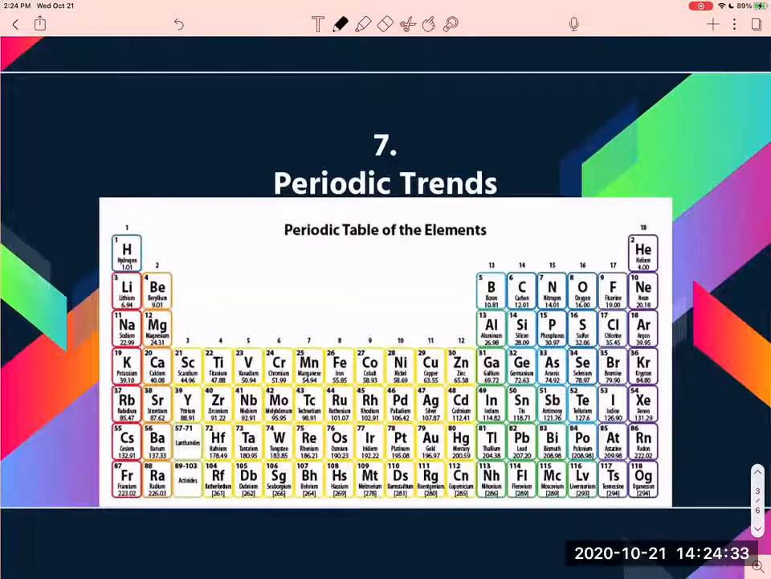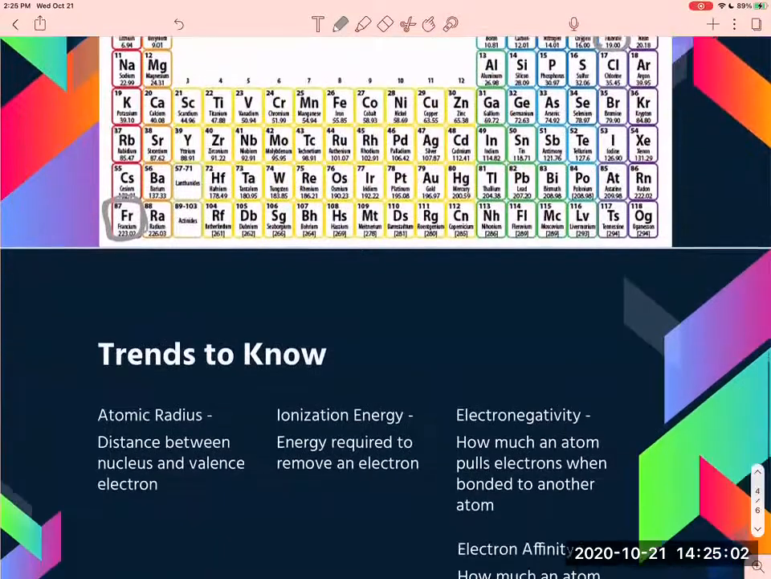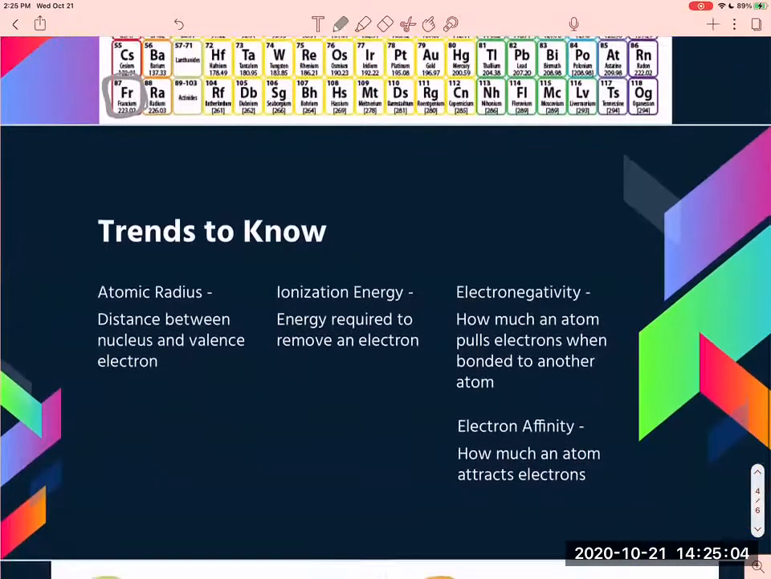What I want to pull out for you here is 2 elements. We're going to pick fluorine over on the top right and francium over on the bottom left, and we're going to analyze fluorine and francium for these periodic trends. I'm leaving out the noble gases because they don't interact with other elements very often, so they're kind of a separate category. So here are the trends that we're going to talk about.